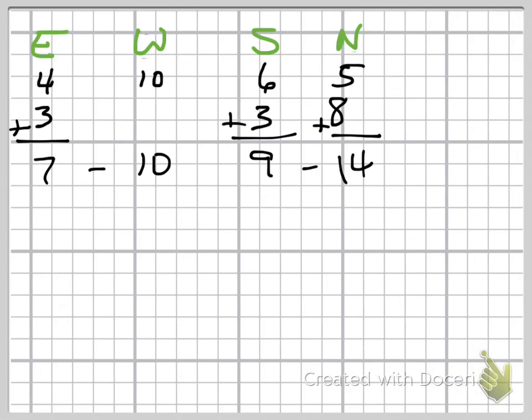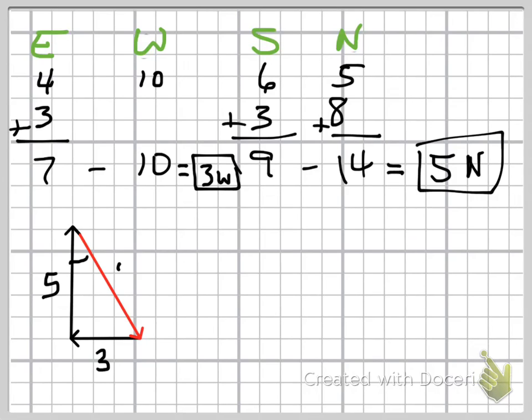Then I recognized that east and west are opposites, so if I subtract the eastward ones from the westward ones, I end up with a greater direction in the direction of west by 3. So it's being displaced 3 kilometers towards the west. Same thing, I can do the same thing with south and north. Subtract those, and I get 5 kilometers towards the north. Now all I have to do is take those two vectors and add them together.